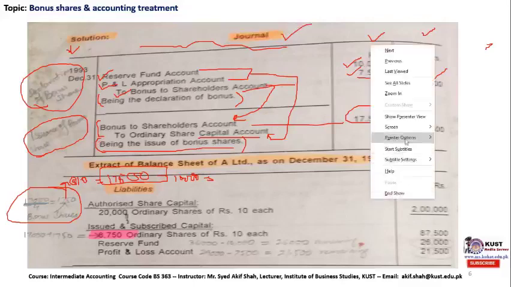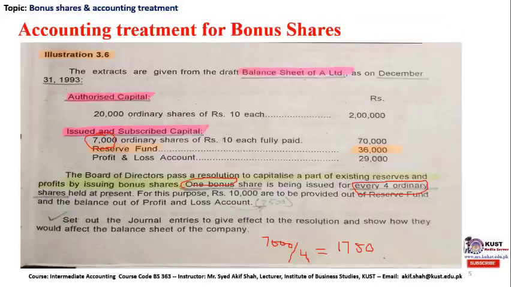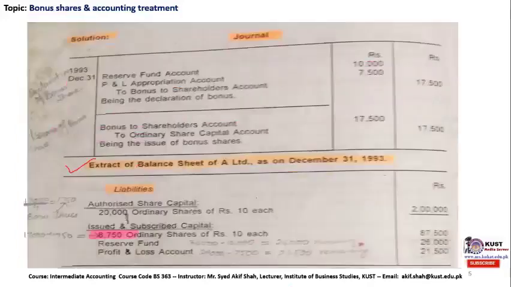The second part of the question was asking us to show the impact of this bonus share issuance on the balance sheet section. So once again, this balance sheet was already given in this question, so we need to follow the same pattern, which is a partial balance sheet: the owner equity section of the balance sheet, which comes under the liability section. Under it we need to write the authorized share capital, which will remain as it is, 20,000 ordinary shares at the rate of rupees 10 each, once again the same 2 lakh rupees.